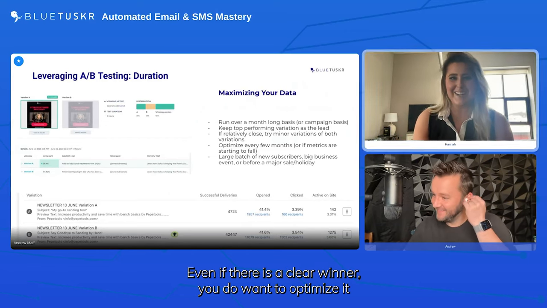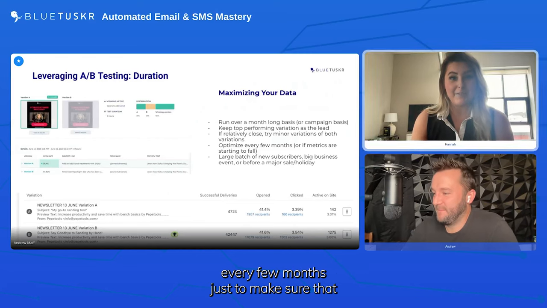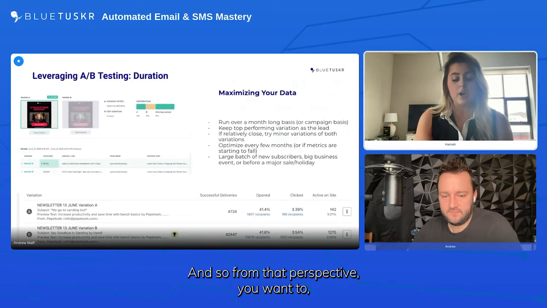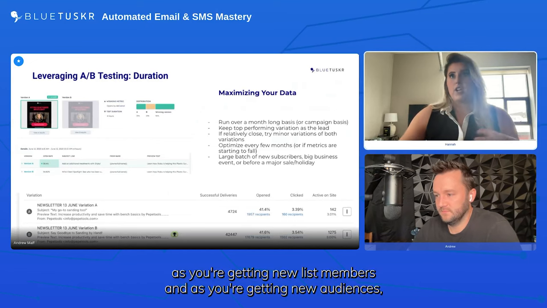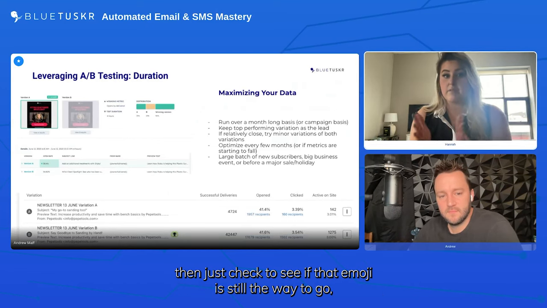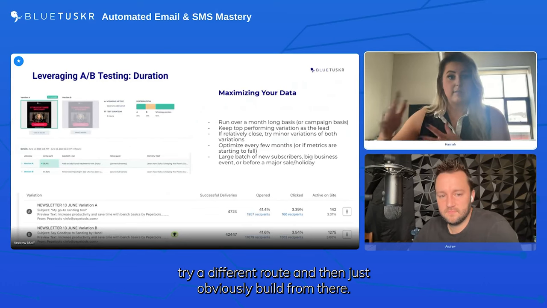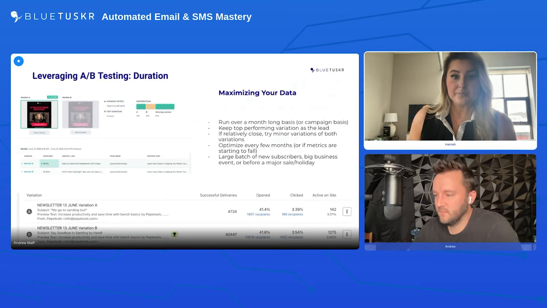Even if there is a clear winner, you do want to optimize it every few months, because everything can always be optimized. As you're getting new list members and new audiences in, check to see if that emoji is still the way to go, try a different route, and then build from there.